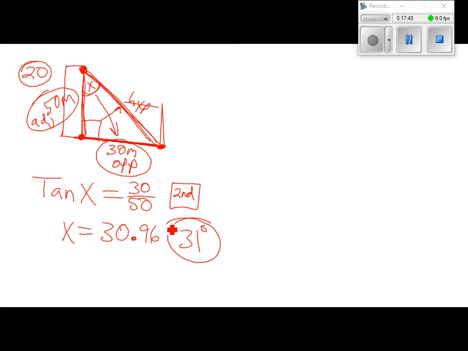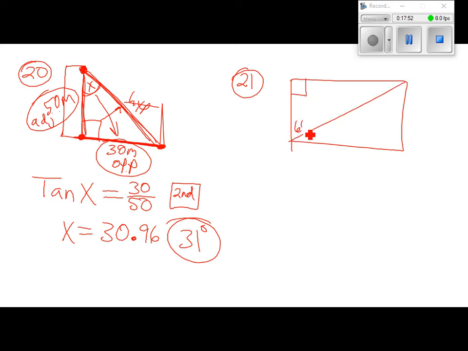The last one, problem 21. They give you a rectangle. In this rectangle, that's a right angle. This is a 60-degree angle. The side's 12. Well, if that's 60 and that's 90, this has to be 30. In a 30, 60, 90 triangle, side across from the 30-degree angle should be labeled L. Side across from the 60-degree angle, L times the square root of 3. Side across from the right angle, 2L.